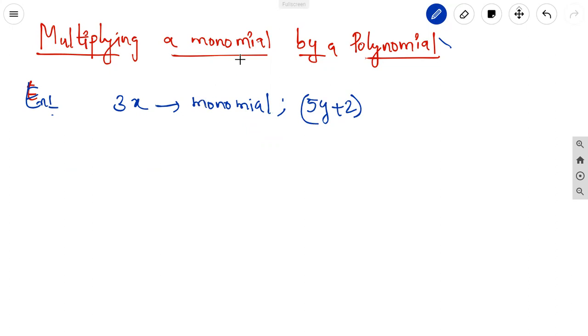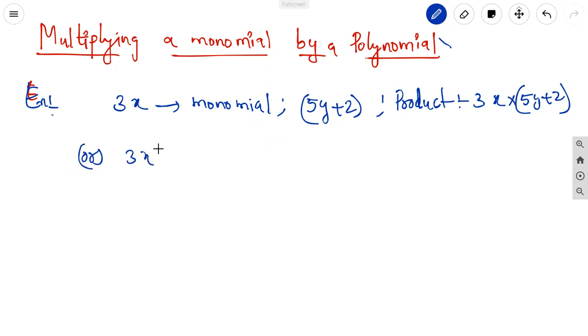Multiplying a monomial by a polynomial means we take the product. What is the product? The product of the monomial into the polynomial. Polynomial means whatever the expression, either binomial, trinomial or multinomial, that is a polynomial. 5y plus 2. We can write it as 3x into 5y plus 2.